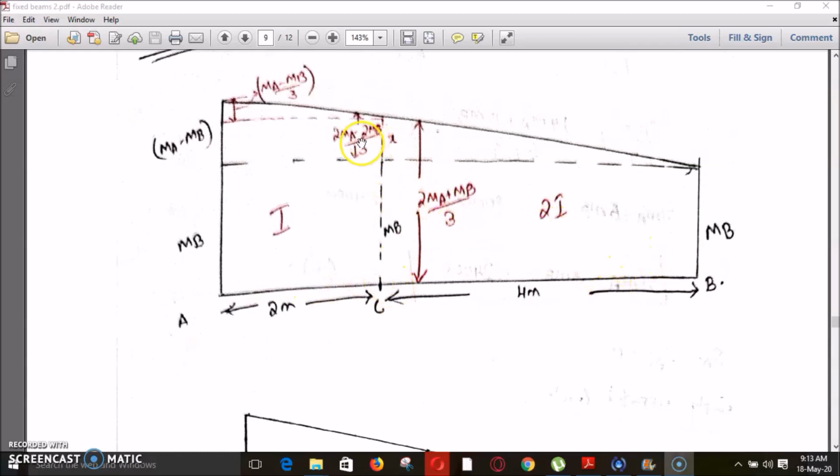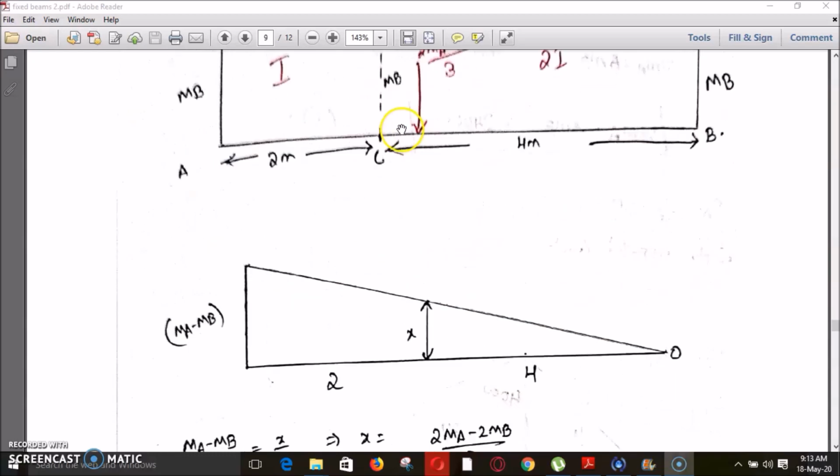Now coming to these divisions, to make the calculation easier, I had divided this part into rectangles and triangles. So by dividing this one into a rectangle and a triangle, we will get this height as MB and the remaining part as MA minus MB. But we will deal with this separately and this one separately. So again we have to know this value also.